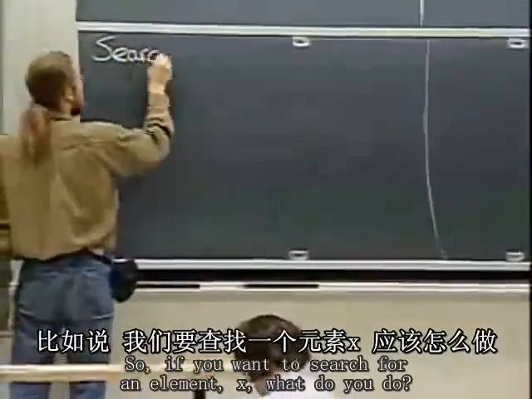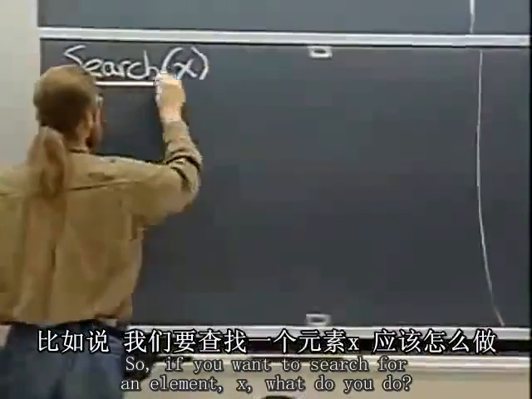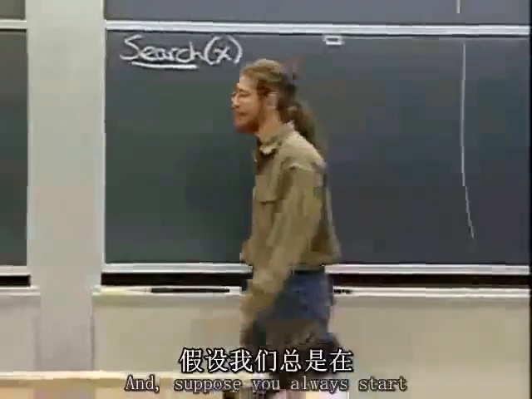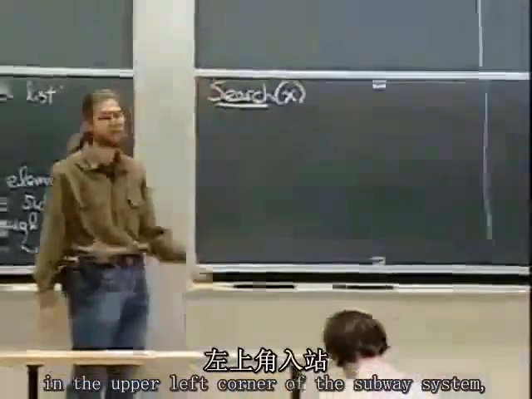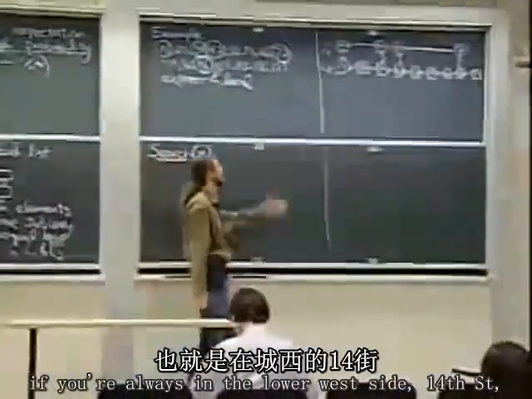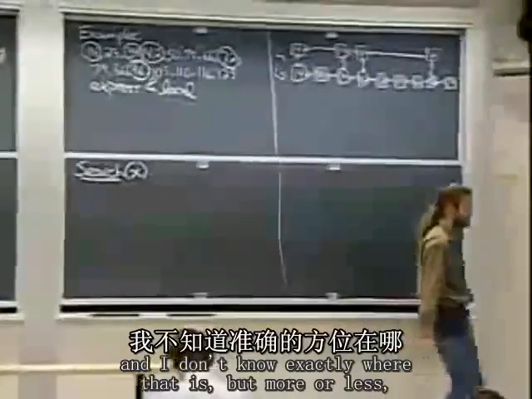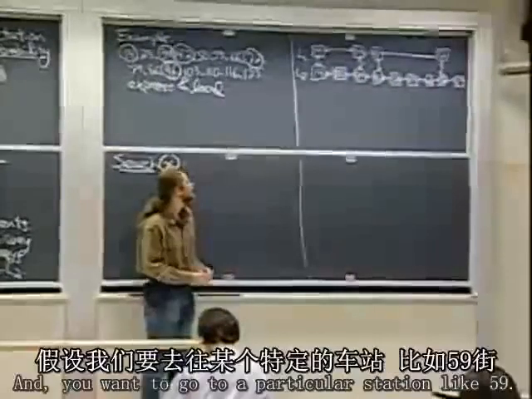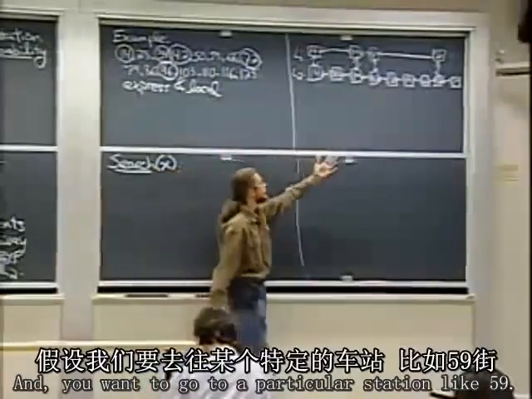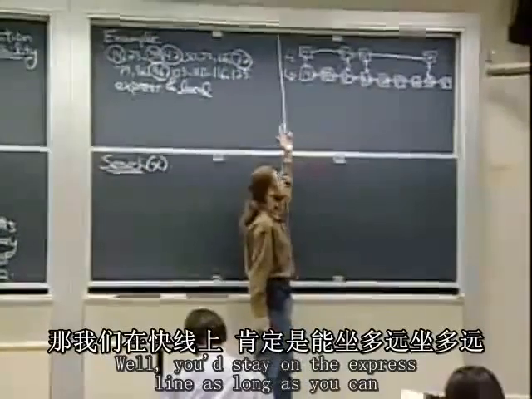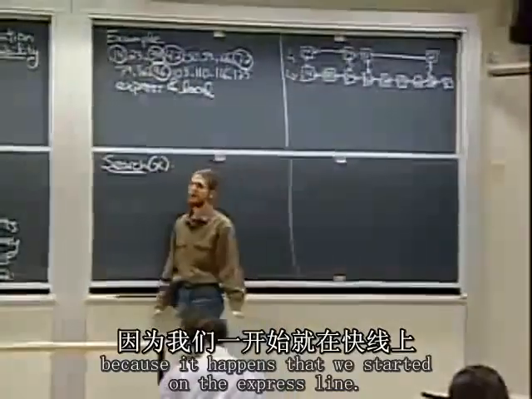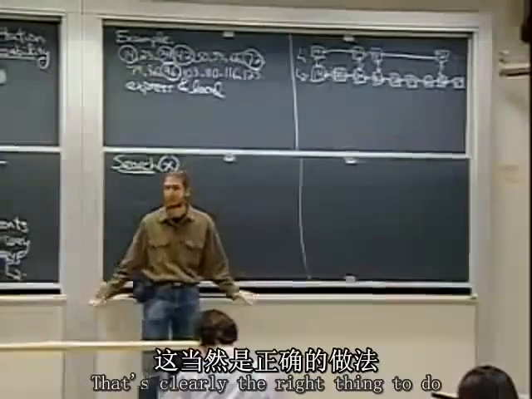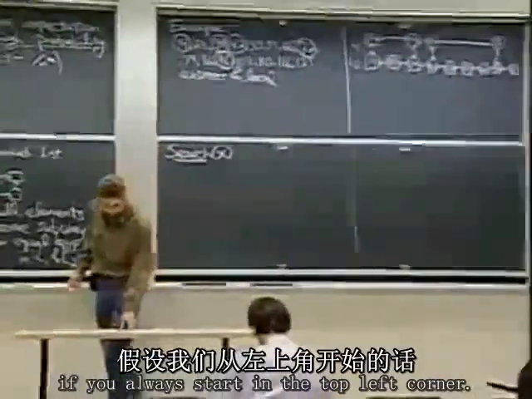So if you want to search for an element, X, what do you do? Well, this is taking the subway algorithm. Suppose you always start in the upper left corner of the subway system. So you're always in the lower west side, 14th Street, or I don't know exactly where that is, but more or less, somewhere down the bottom of Manhattan. And you want to go to a particular station like 59, well, you stay on the express line as long as you can, because it happens that we started on the express line. And then you go down, and then you take the local line the rest of the way. That's clearly the right thing to do if you always start in the top left corner.